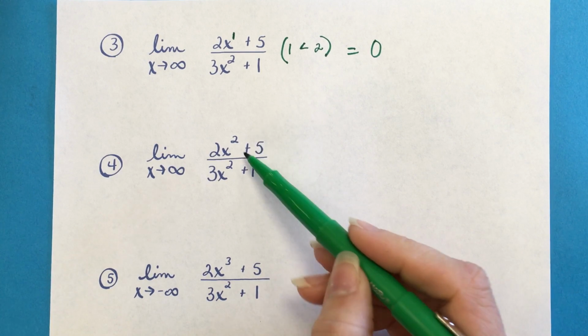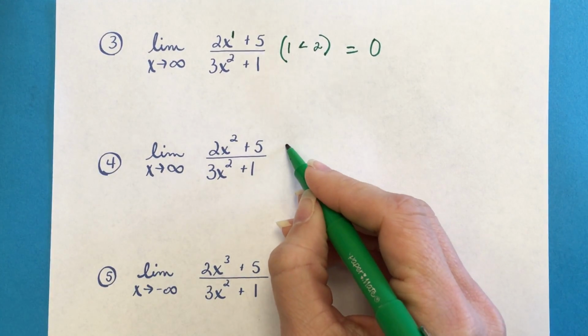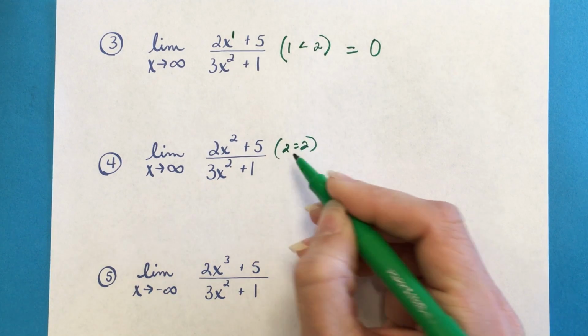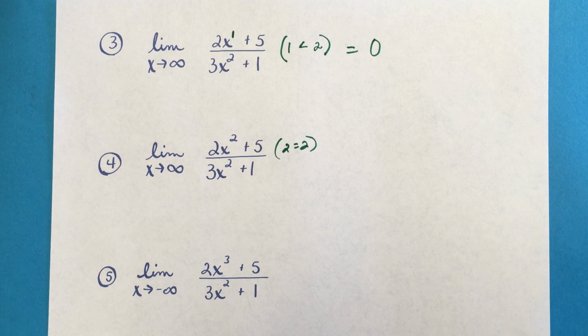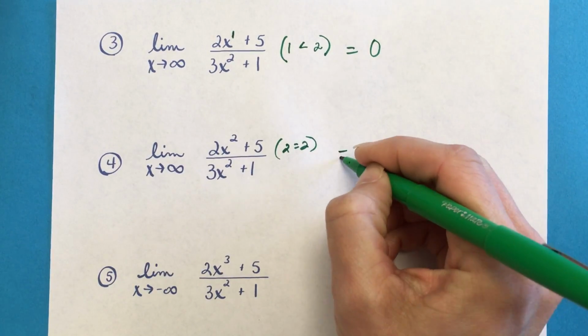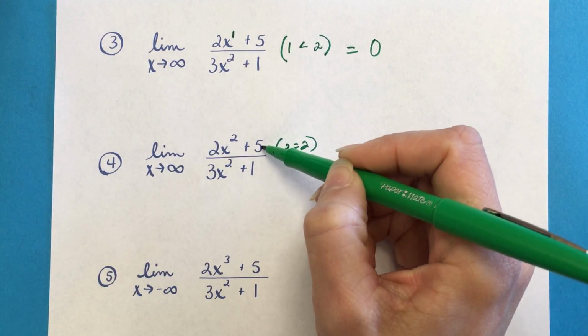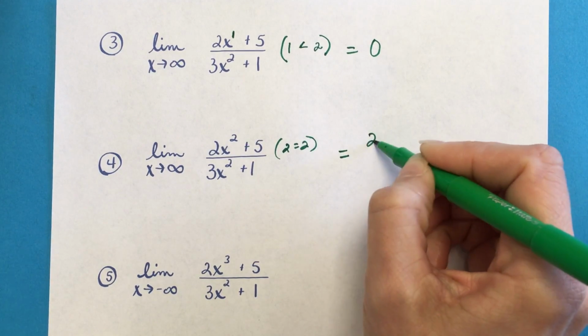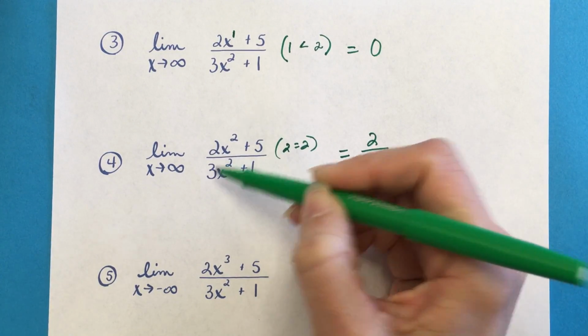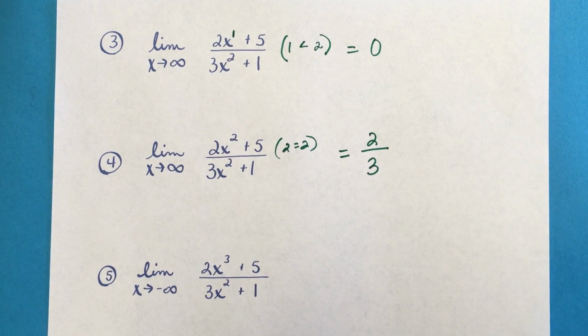All right, the next situation, the degree of the numerator is 2. The degree of the denominator is also 2. So in this case, you have them equal to each other. This is the second situation, where it says that it's the ratio of the leading coefficients. The leading coefficient in my numerator is the 2, and the leading coefficient in my denominator is the 3. When it says that it's the ratio, that means you're making a fraction. So your limit is 2/3, or your horizontal asymptote would be at 2/3.